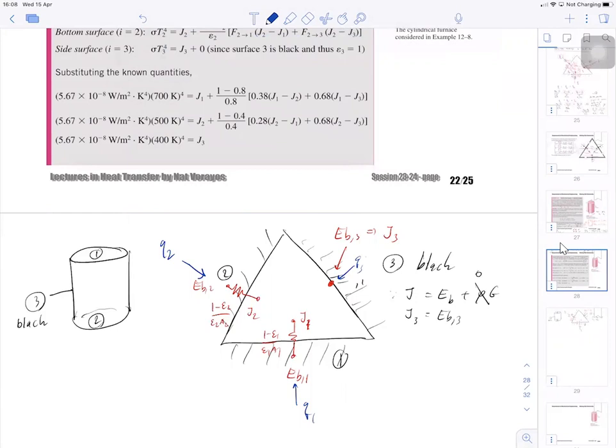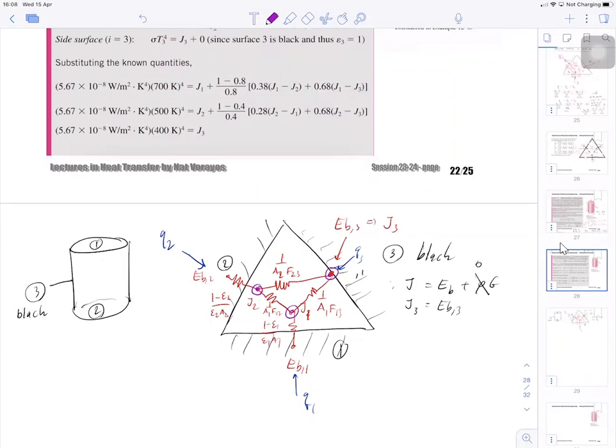And once it has a radiation exchange, all the radiation exchange has to go through the resistance. See, resistance is still the same, right? So this is 1 over A2F23, this is 1 over A1F13, and this is 1 over A1F12, practically, right? And then you make the nodal analysis on point 3, okay?